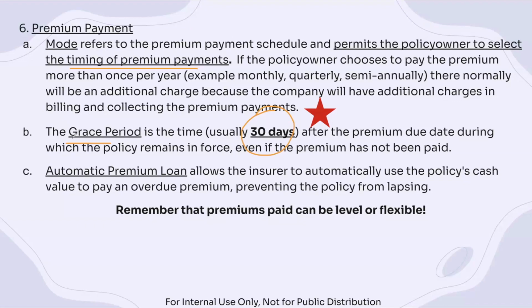We also have C. C is the automatic premium loan provision. Part C of premium payment here. So this is another thing that we want to focus on. This is very important because it allows the insurer to automatically use the policy's cash value to pay for overdue premium. This way, it prevents the policy from lapsing. So the policyholder can decide to allow the insurer to do that in order to prevent the policy from lapsing. But for sure, the insured or the policyholder would have to pay back the cash value that was utilized.